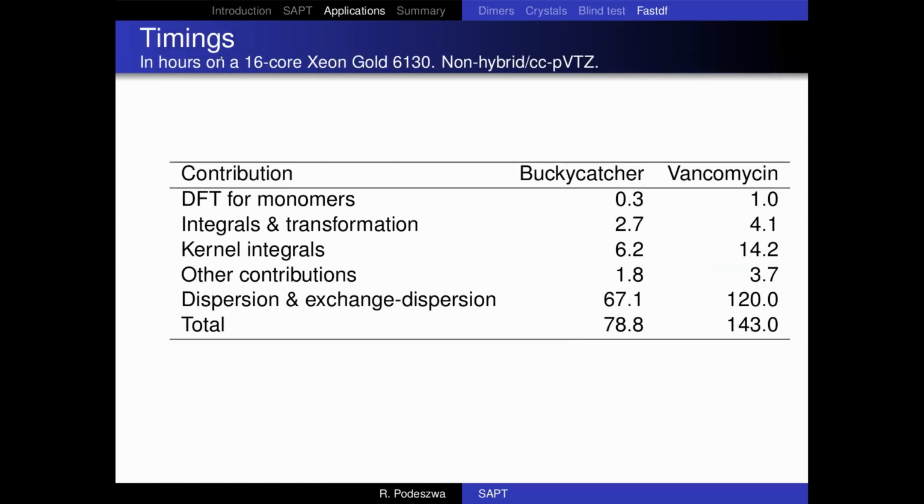So the timings in hours are fairly modest. It's not a trivial calculation. You have to do some work. It takes a few tens of gigabytes, but not much more than that. And even for these 230 atom systems, it's doable within a week on one node, a 16 core system.